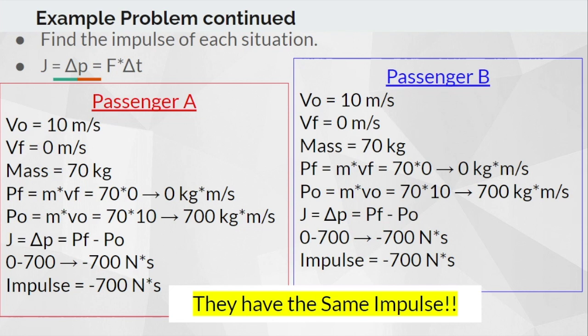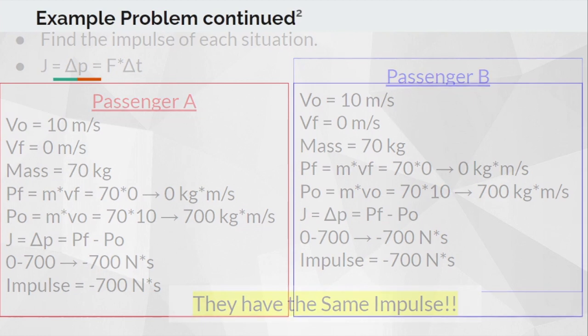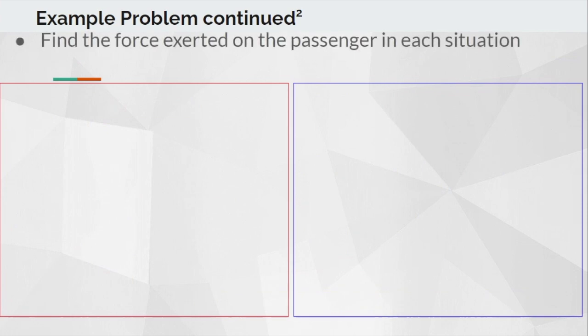Their initial momentums depend on their initial velocities and masses, and their final momentums depend on their final velocities and final masses. Therefore, impulse was the same. But now let's take a deeper look at this, and let's look at the force exerted on the passenger in each situation. And here's our equations again.